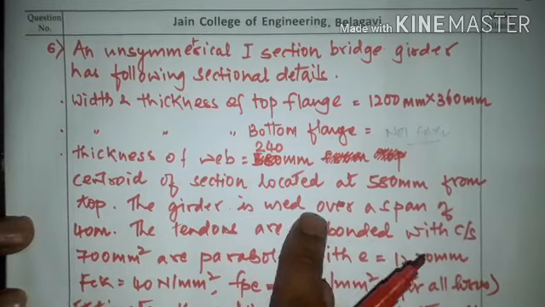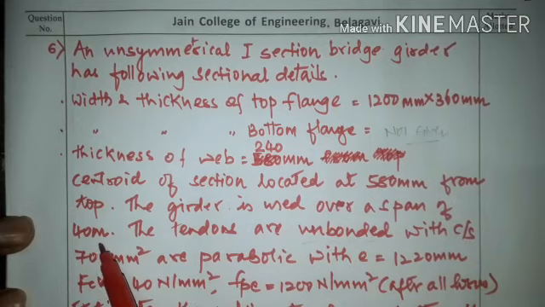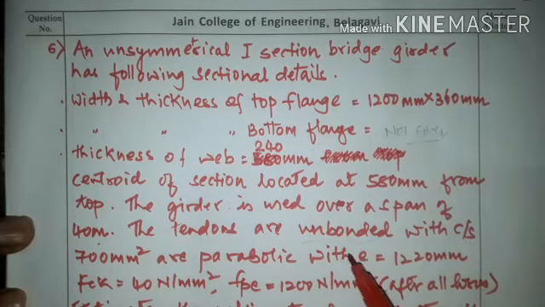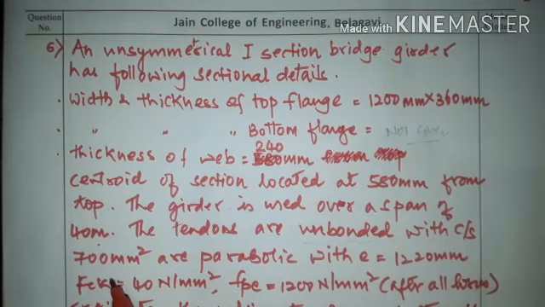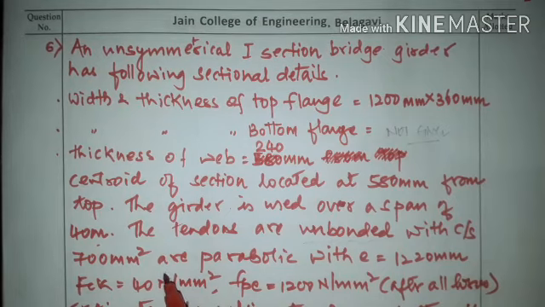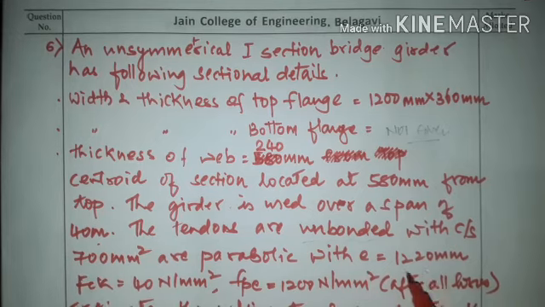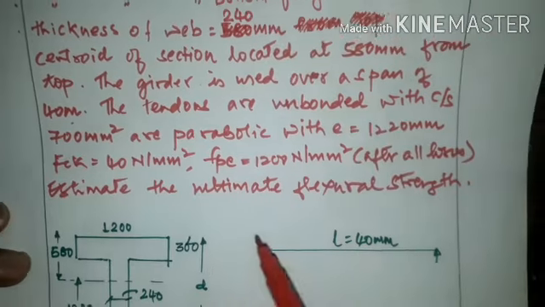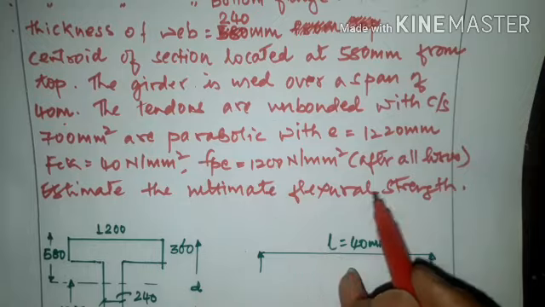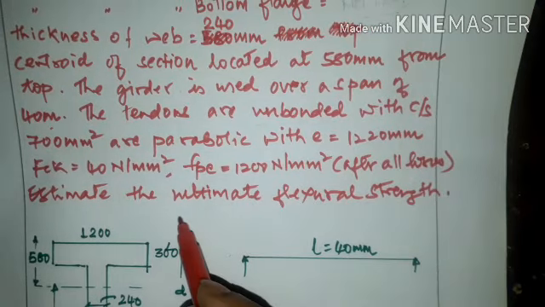The girder is used over a span of 40 meter. The tendons are unbonded. This is very important. So this is an unbonded type of section, with cross section 700 mm square, parabolic, with eccentricity given as 1220 mm. FCK is equal to 40 Newton per mm square. FP is 1200 Newton per mm square, and this is after all losses, that's why it is called FPE. It is after all losses of pre-stress, which is effective. And we have to estimate the ultimate flexural strength.